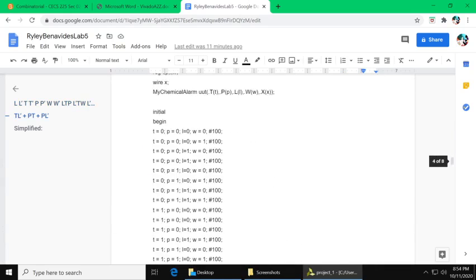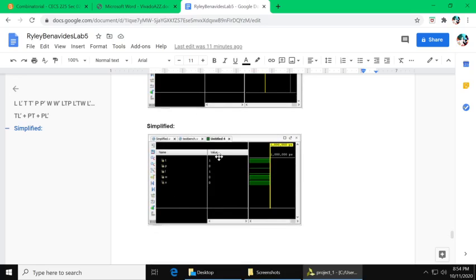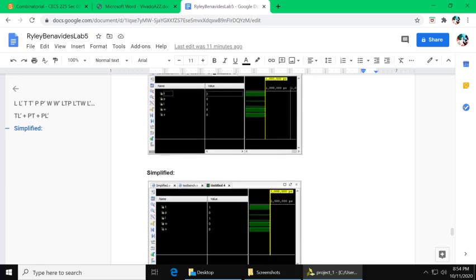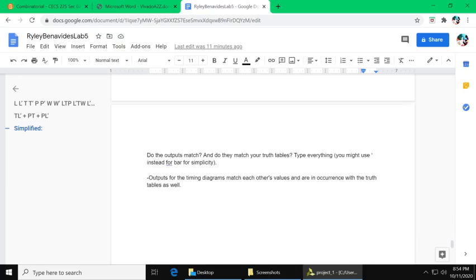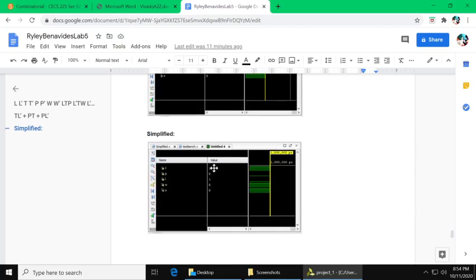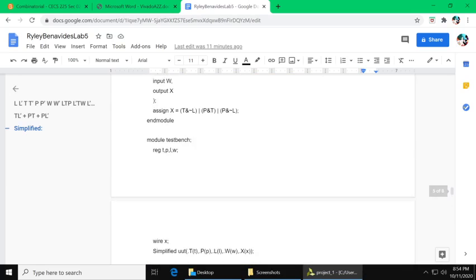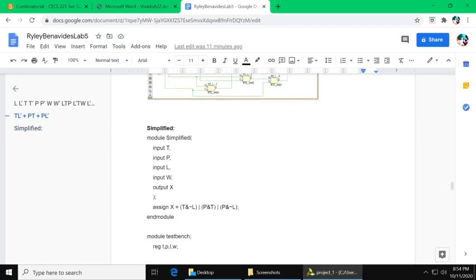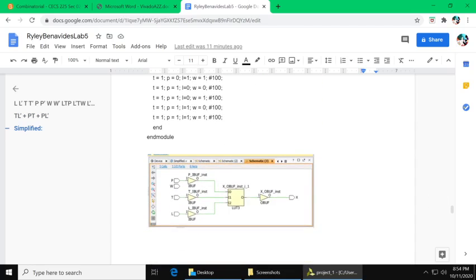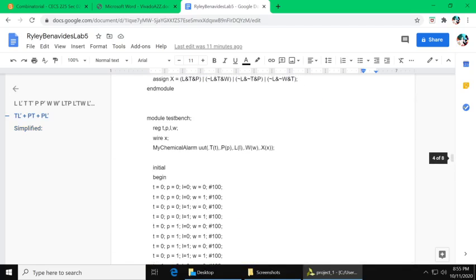And if you go back down to the simplified version, same inputs equal the same output, the timing is the same. Yes, the outputs match for all, and they match in the truth table. If you go back up to the simplified truth table, same thing.